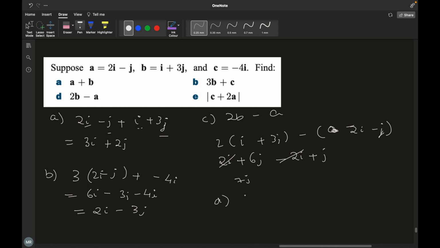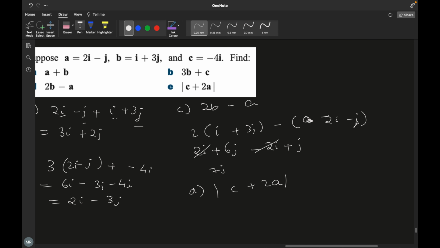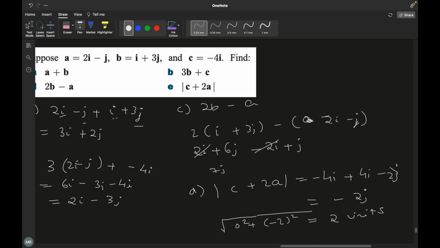Now we have D. It's telling us to find the modulus of C plus 2A. When we say modulus, we mean the magnitude. So first we have to find C plus 2A, which is going to be minus 4 plus 4i minus 2j, and we'll have just minus 2j. So the magnitude is the square root of 0 squared plus minus 2 squared, which is 2 units. That's the answer.